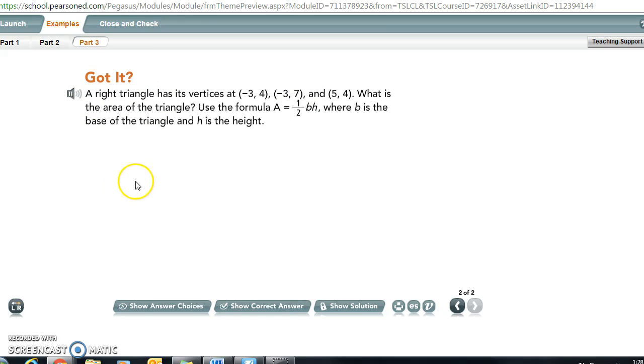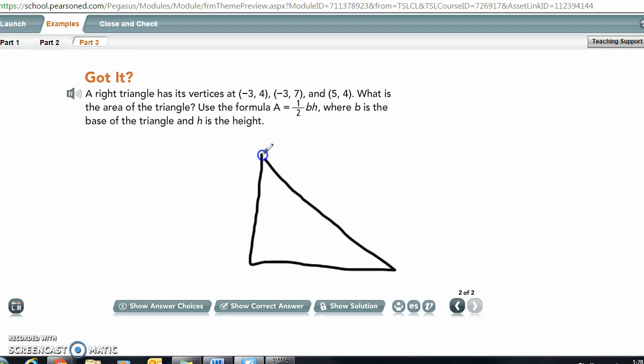A right triangle has its vertices at (-3, 4), (-3, 7), and (5, 4). What is the area of the triangle? Use the formula A equals 1/2 times B times H, where B is the base of the triangle and H is the height. So go ahead and draw a right triangle with me, just like this.